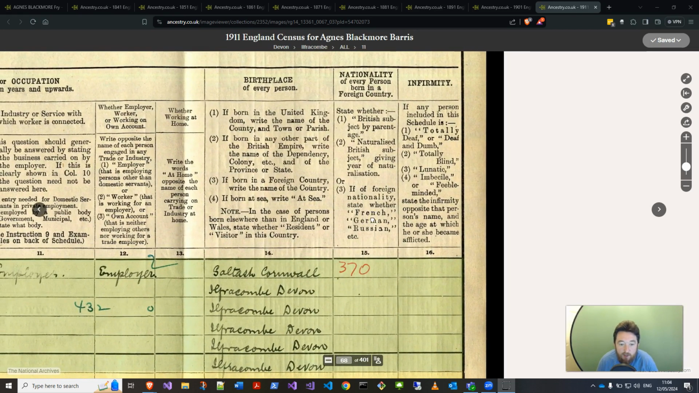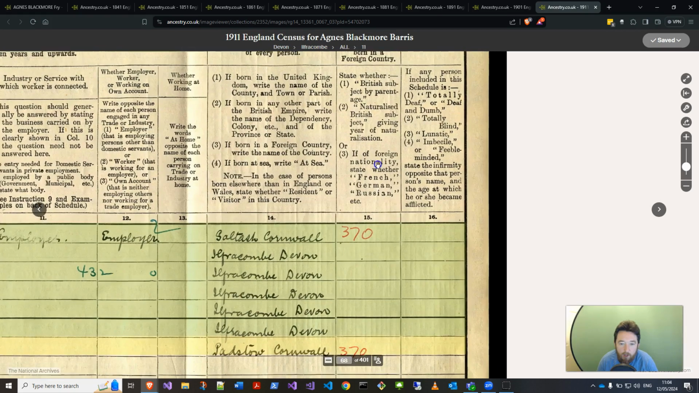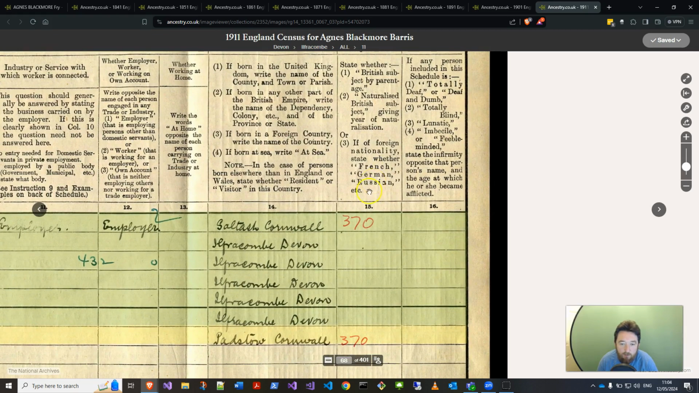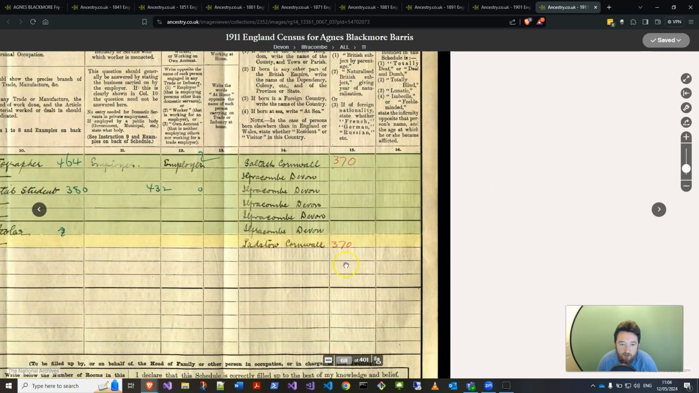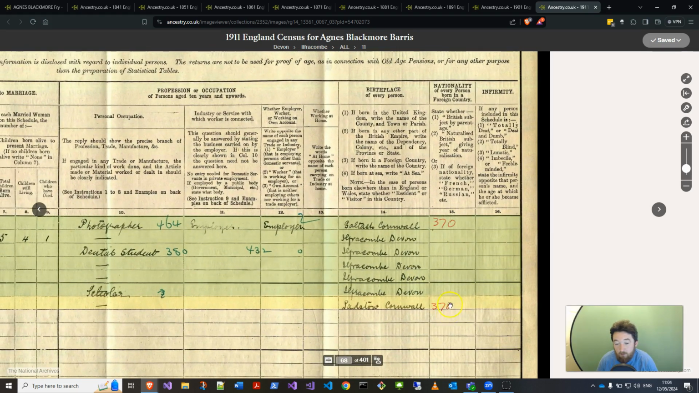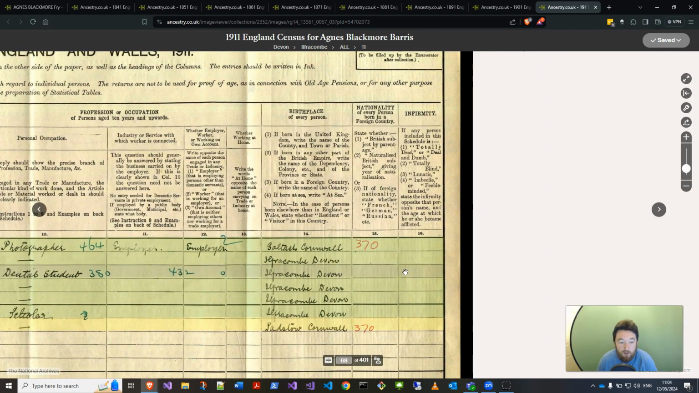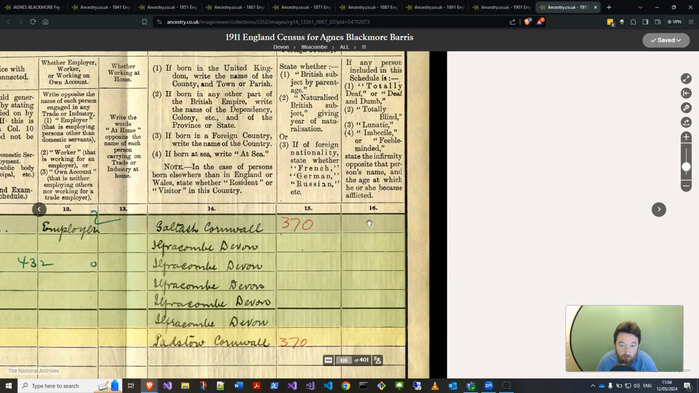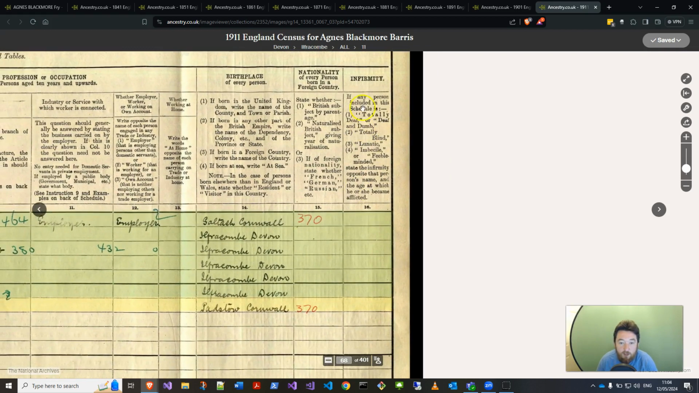In terms of nationality, it does specify whether they're a British subject by parentage, naturalized British subject, and then just write the nationality. Accuracy, they just haven't done it here. And again, whether that was people submitting them getting confused, don't know, or whether they were just told that it's okay, you don't need to worry about it. And in terms of infirmity, we've still got very similar options, numbers 1 to 4, none in this case.